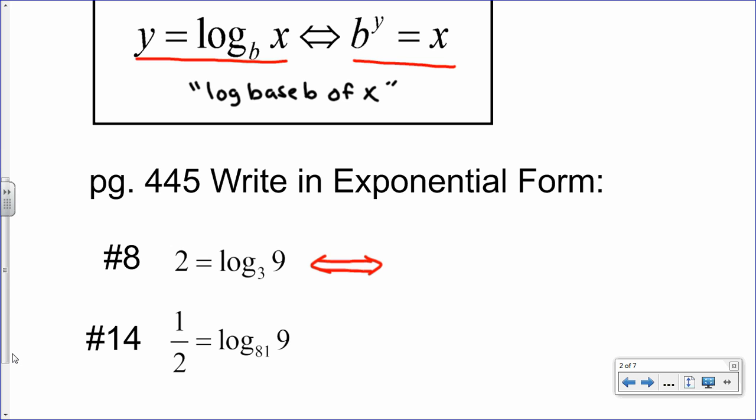So it's log base 3. So the base is the same. The answer to a log is the exponent. And then that leaves me with equals 9. 3 squared equals 9. Does that make sense? Does 3 squared equal 9? Yeah. Okay, so when I rewrite it, check to make sure that it is true.